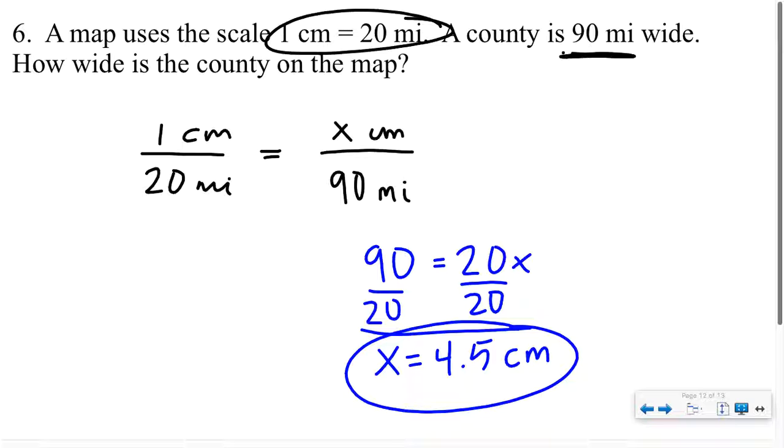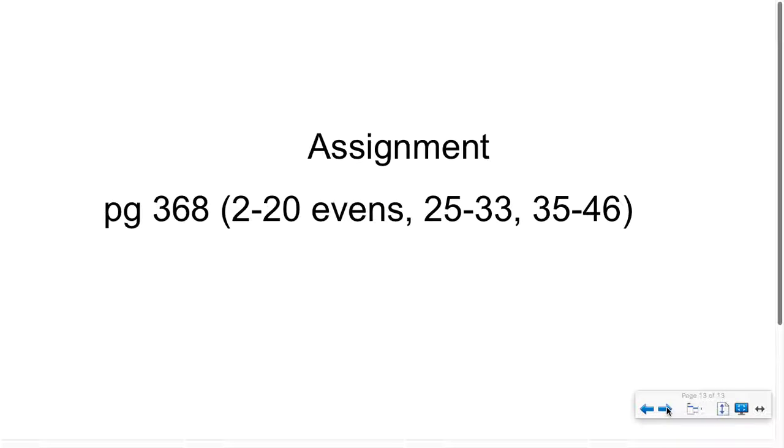Good question. Alright, book assignment today. I forgot to put 21 in there when I typed it. So 2 through 20 even, 21, 25 through 33, and then 35 through 46. Those will be due tomorrow. And we'll have another book assignment tomorrow.